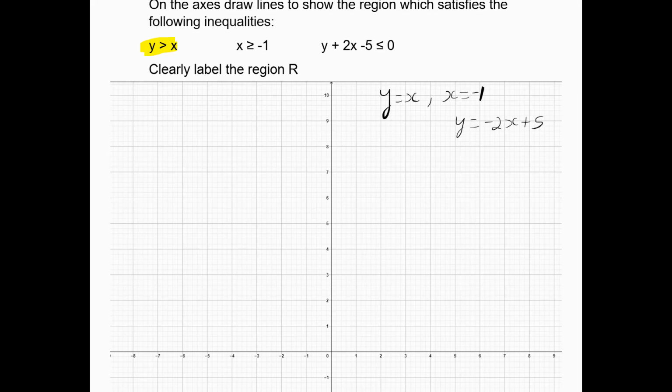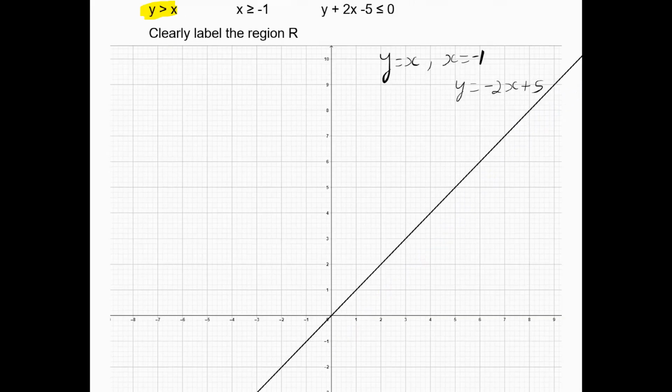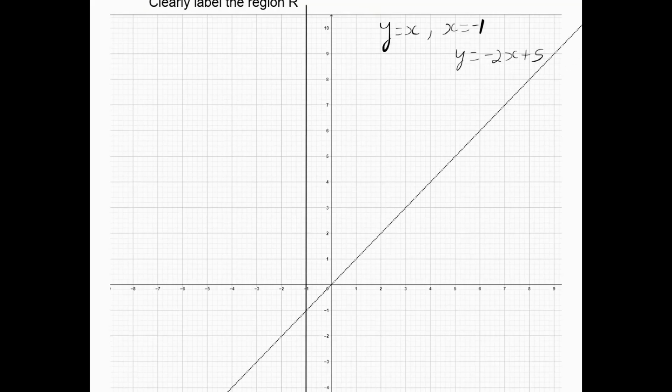So what I'm going to do now is draw each of these lines onto my grid. The first one is the line y equals x, and we should know that that is a straight line which goes through the origin and passes through 1, 1, 2, 2, 3, 3, and so on. Because the inequality was y is greater than x, which is a strict inequality, I need to make this a dotted line like that. We now draw the line x is equal to minus 1, which is just a vertical. And finally, we want to draw the line y is equal to minus 2x plus 5.